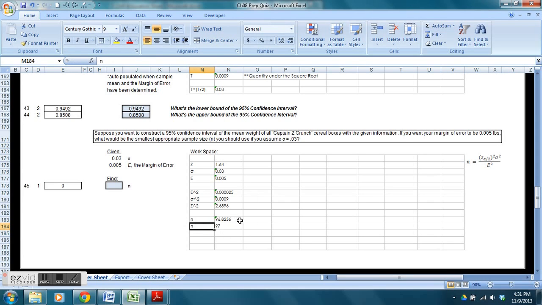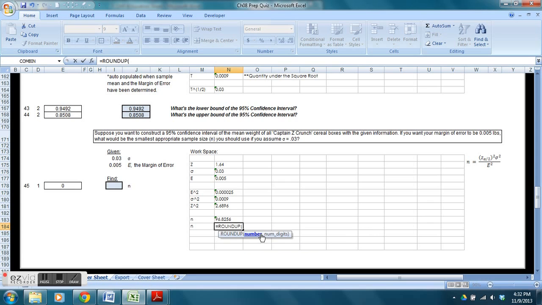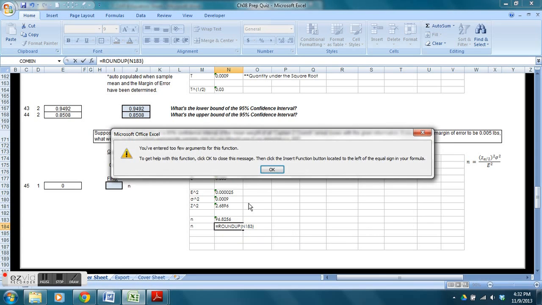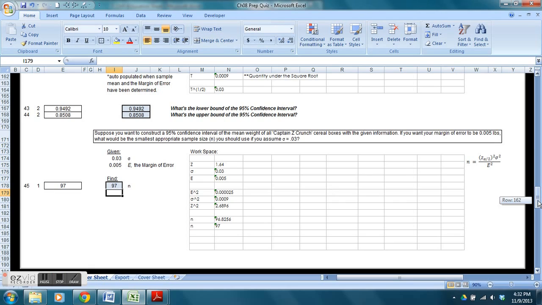You can't have 96.8 people. When you solve for this n, it basically says you need at least whatever n you solve for, and since you can't have a fraction of a person, that's why you always round up. So 97, and I'll do round up, number of digits 0. Boom. That's it. Easy peasy.